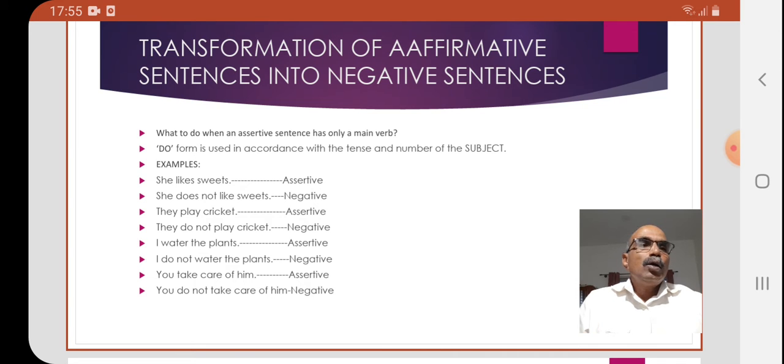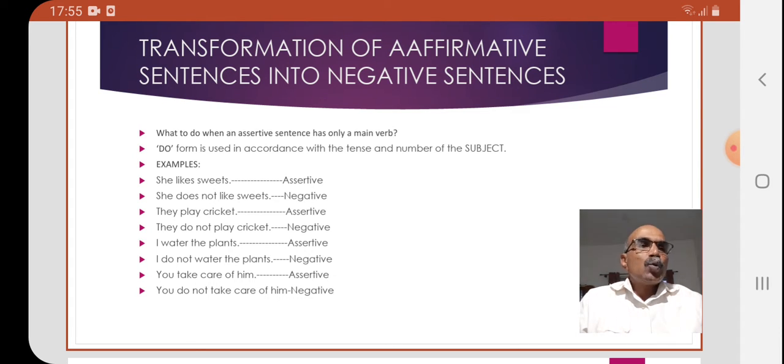That is, the do form is used along with negation, that is, along with not, while changing an affirmative sentence into a negative sentence. How to do it? Look at the following sentences. She likes sweets. This is an assertive sentence. Here, likes is the main verb and we don't have any other auxiliary in this sentence.